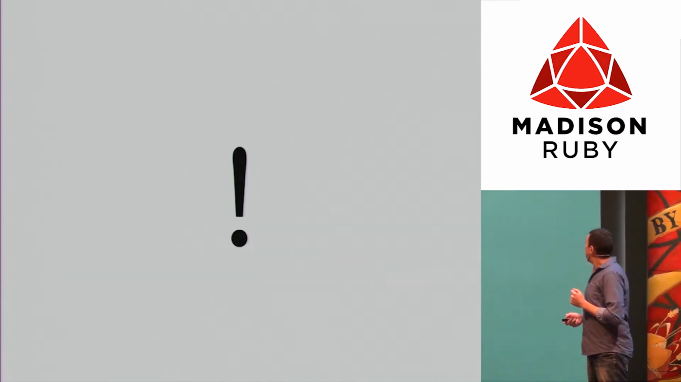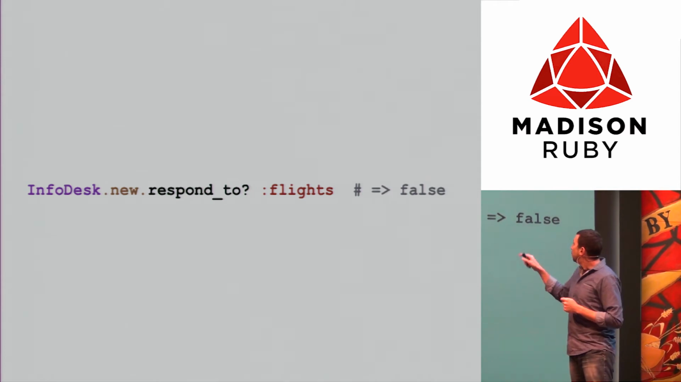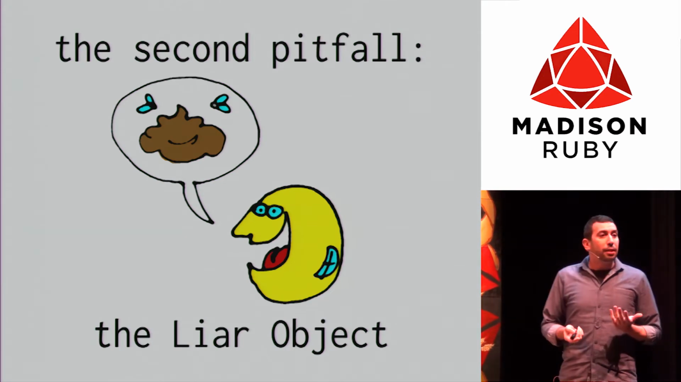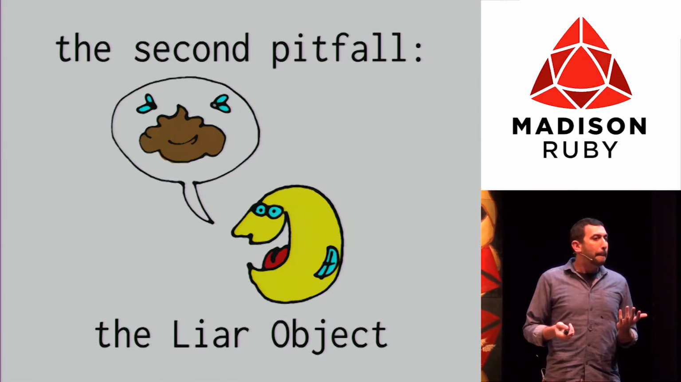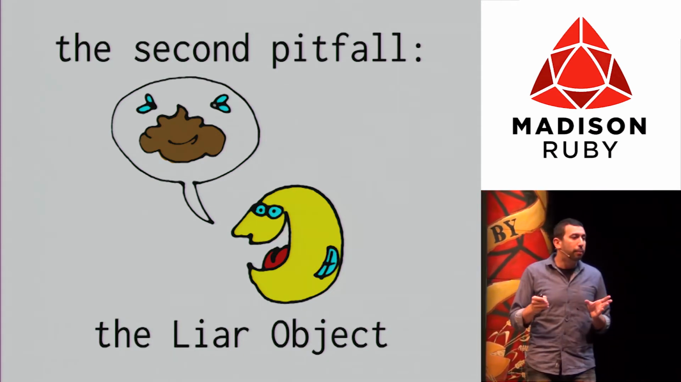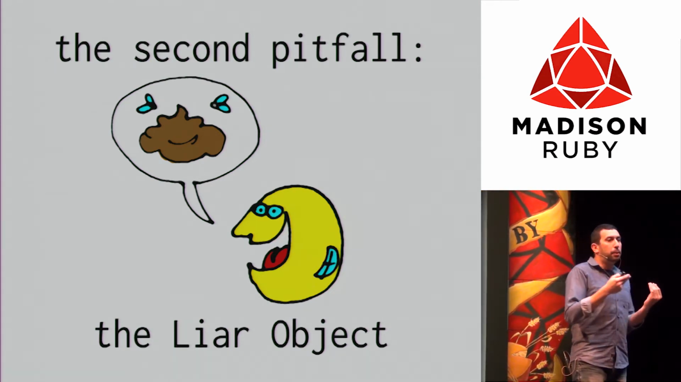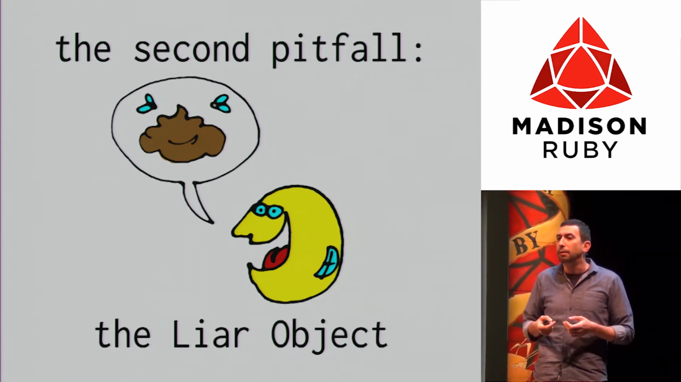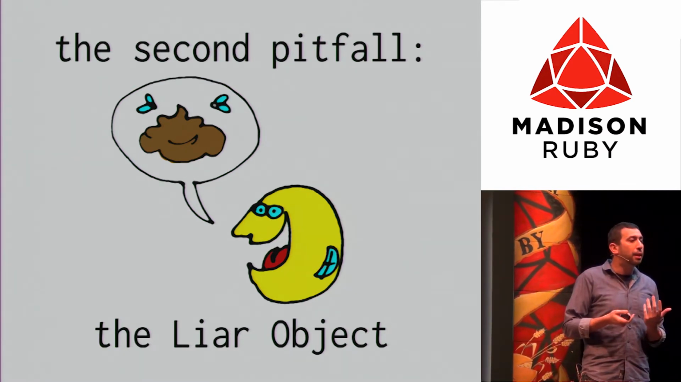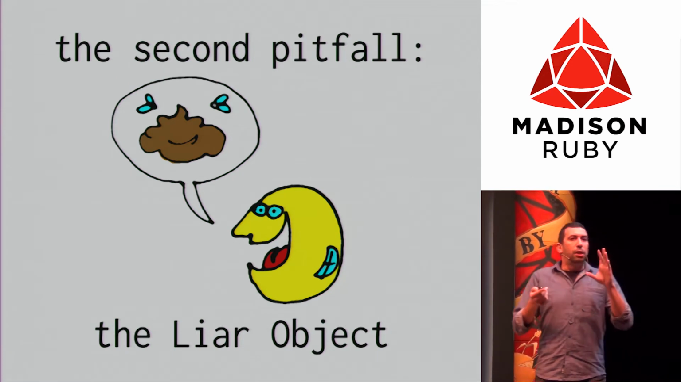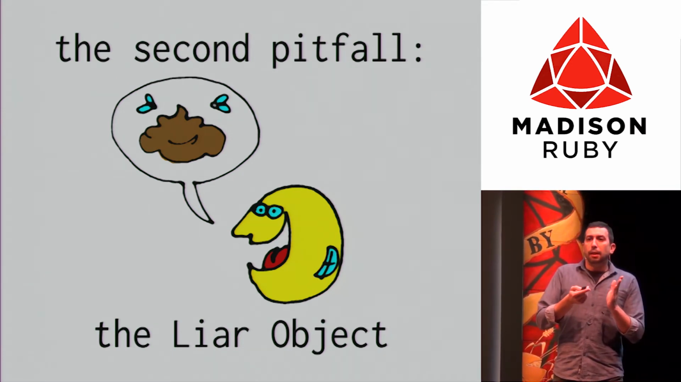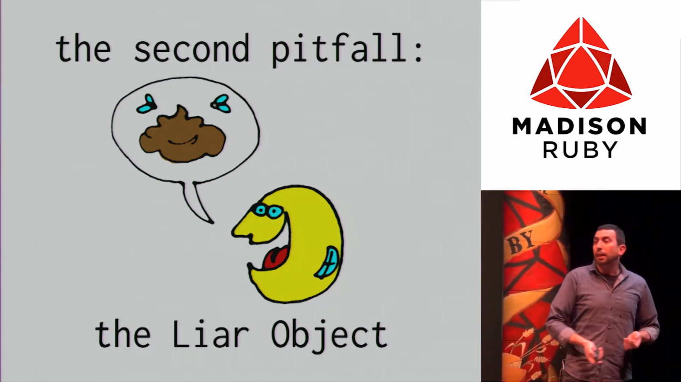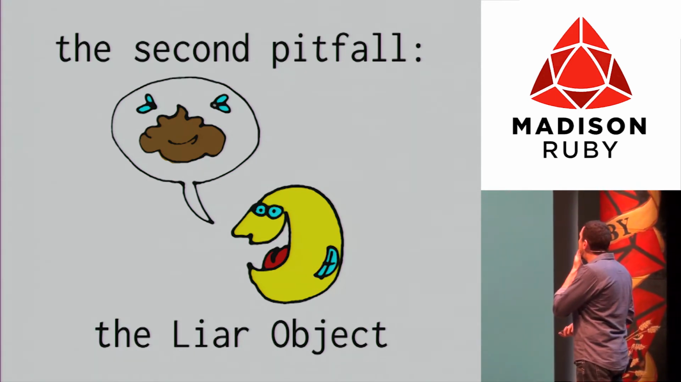Talking about respond_to, the problem here is that if you go and ask the info desk whether it responds to a method such as flights, it will say, no, I don't. It's lying to you. And this is usually not a big problem, but if you start using, for example, the info desk, you wrap the info desk inside another info desk, I don't know, you start using the object in ways that you didn't anticipate, then it can really bite you. Again, this is not a huge problem, but you should be aware of this. Basically, the object is not aware of the methods it has. So how to fix this?